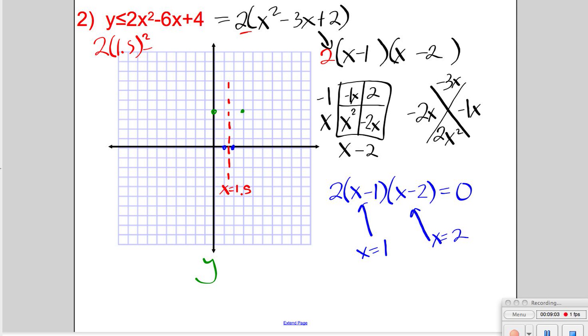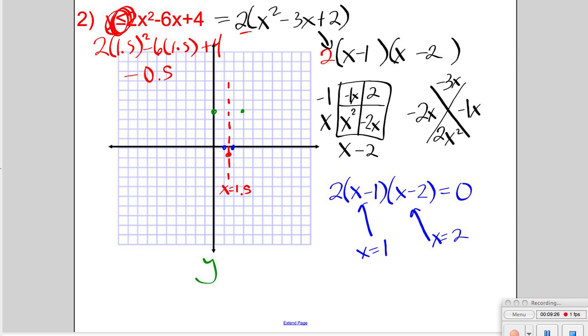Again, you can plug this into your calculator to get your exact value. In doing that, you'll get negative 0.5, and you'll see that it's going to go just barely below. And there's your parabola. You can see your U shape.